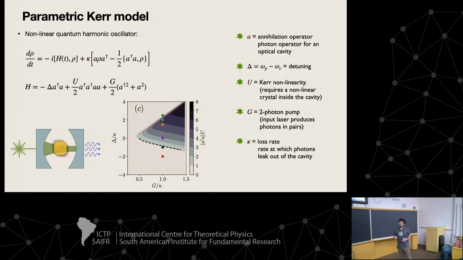And we also have dissipation. So we also have the fact that these photons can leak out of the cavity. And since they can leak out, there is damping. We describe this using what's called a quantum master equation. And this kappa here is the damping rate.